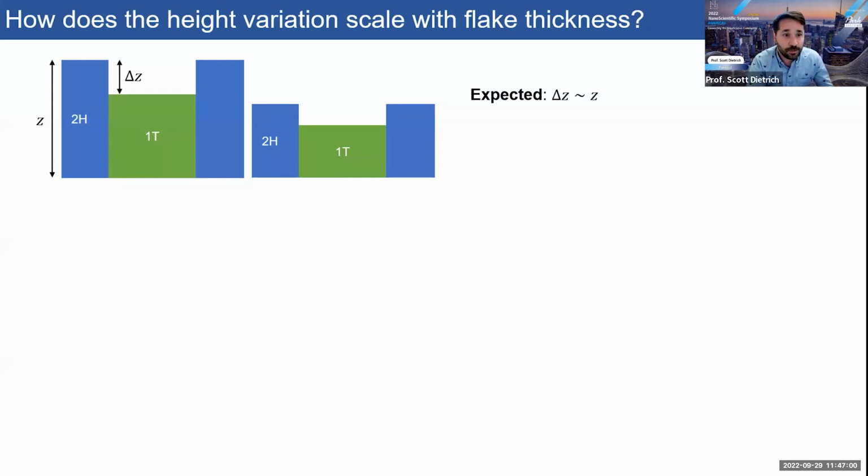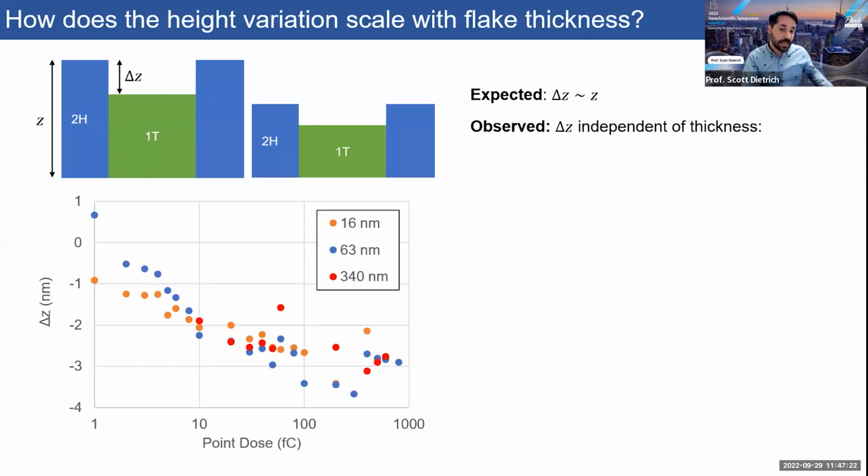If it's in the MoS2 and we're converting a region here, we'd expect that this change in height would be somewhat proportional to the thickness of the material. You have some percentage change in the interlayer spacing, and so multiply that by the number of layers, and you'd get a thickness change that's proportional to the thickness. We looked at flakes from about 10 nanometers to hundreds of nanometers, and the change in thickness almost overlapped perfectly. So this change in Z for a given dose was independent of thickness across the entire range of dosing.